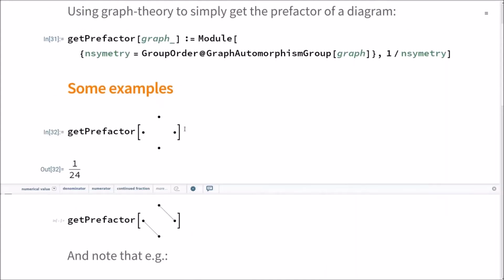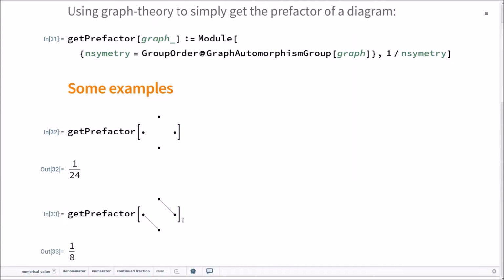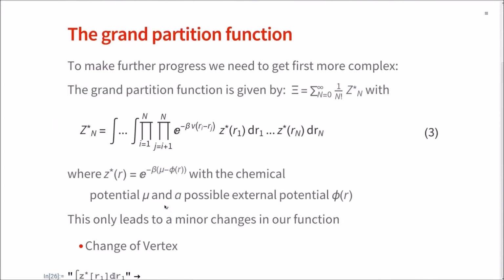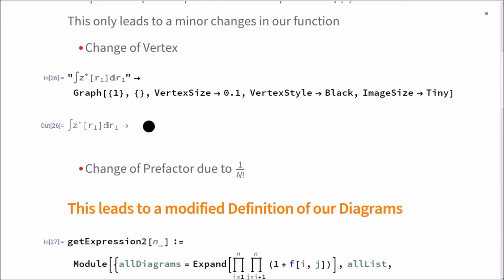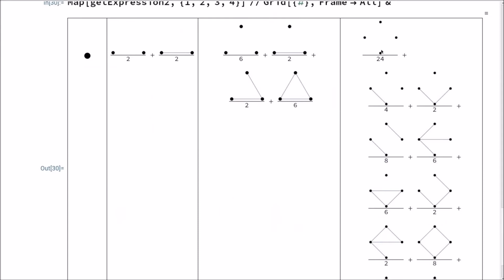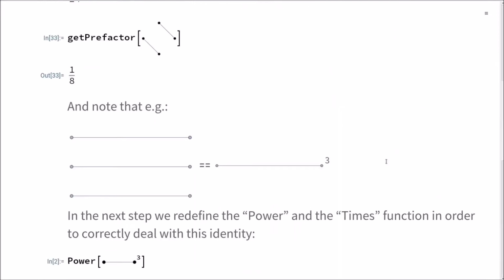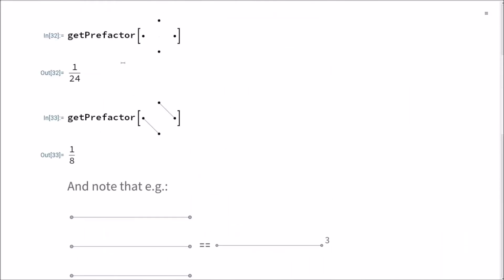And if we compare with above, we have seen the prefactor of this diagram was 1/24, and the one of this was 1/8. We can check whether this is true. So this was 1/24, this was 1/8. So this function indeed calculates the prefactor of the diagrams.